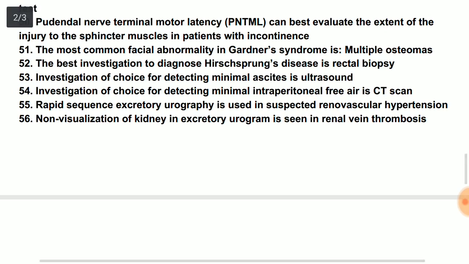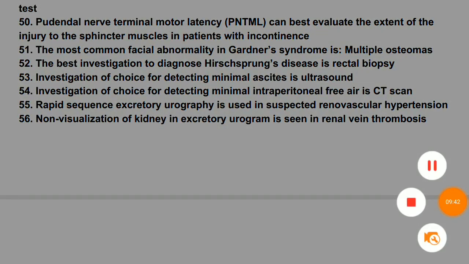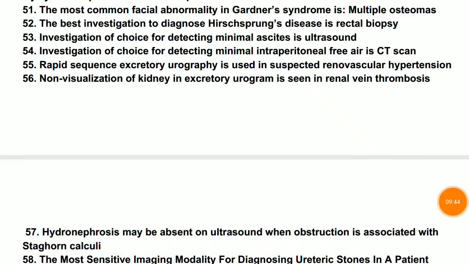The most common facial abnormality in Gardner's syndrome is multiple osteomas in the face. The best investigation to diagnose Hirschsprung's disease is rectal biopsy. The investigation of choice for detecting minimal ascites is ultrasound. Investigation of choice for detecting minimal intraperitoneal fluid is CT.